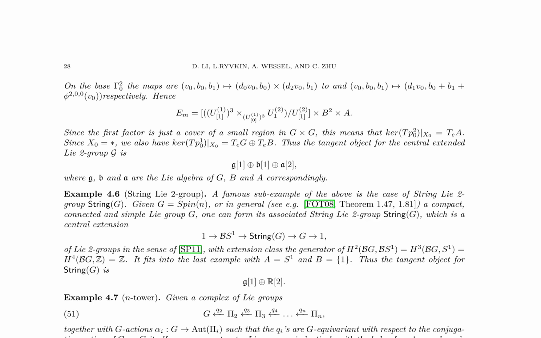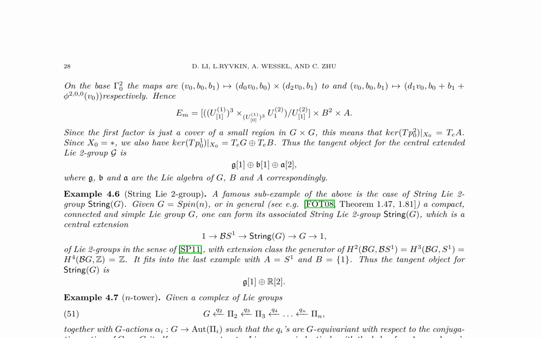Since the first factor is a cover of a small region in G times G, this implies that ker TP20 x0 equals T. Given x0 equals, we also have ker TP10 x0 equals teg circled plus teb. Thus, the tangent object for the central extended Lie2 group G is G, 1, circled plus B, 1, circled plus A, 2, where G, B, and A are the Lie algebras of G, B, and A, respectively.